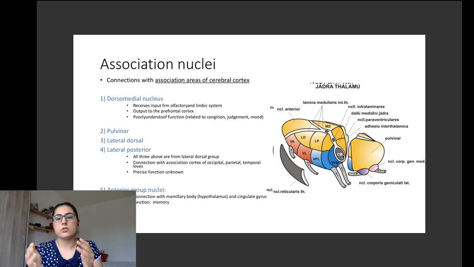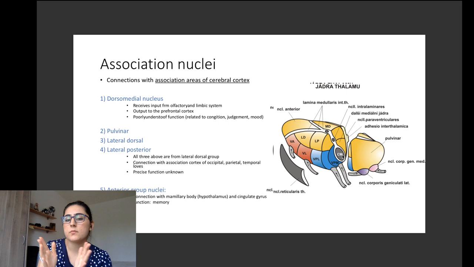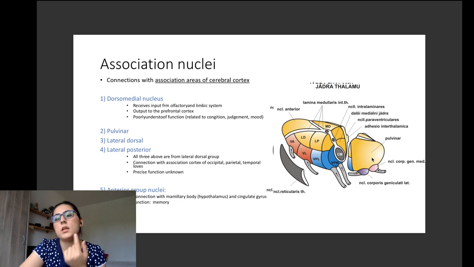So dorsomedial receives input from the olfactory system and sends it to the prefrontal cortex. Not that important functionally. Then the dorsal nuclei: lateral dorsal, lateral posterior, pulmonar. Pulmonar, if you remember, what structure does it make on the dorsal surface of my thalamus? I'm going to give you a moment to think, and then I will show you. If you remember from the gross anatomy of my brainstem and diencephalon, it's going to make my pulvinar of the thalamus. Remember the bumps in my thalamus. I do not want to go back, so you are going to have to check it out by yourself. So that's my pulvinar, and then we have the lateral dorsal and lateral posterior nuclei over here.